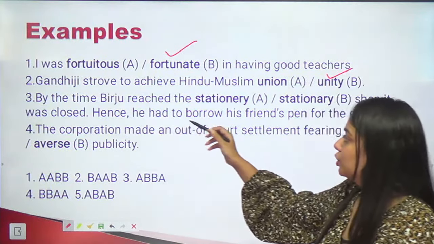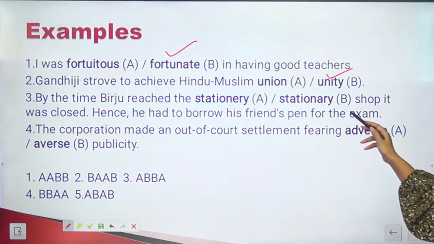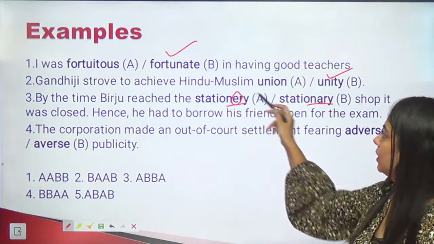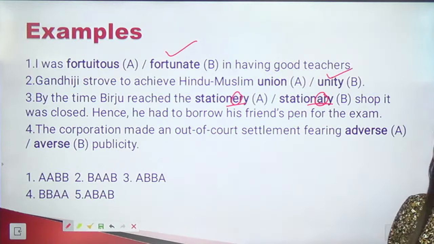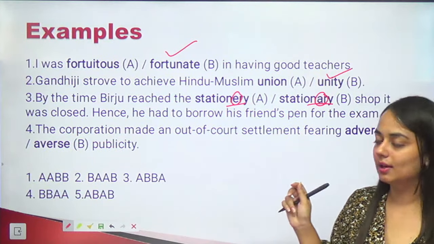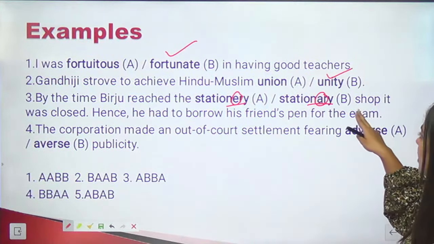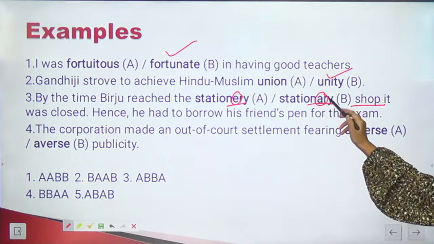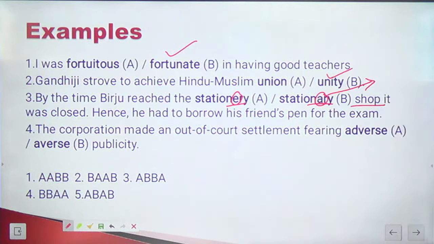By the time Birju reached the stationary or stationery, ab yahan par kitna minor sa difference hai, they've replaced this E with A. But if you've never paid attention towards the distinction in these two spellings, you might lose the game here. So stationary shop, ab yahan pe bataya hai shop. So this stationary means something that is not moving, unmovable, right?